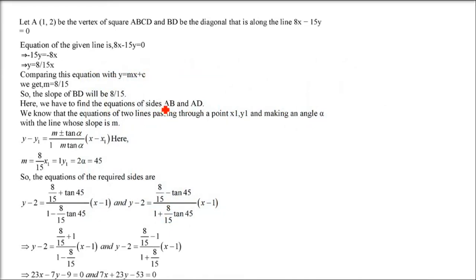Here we have the equation. The diagonals of a square lie along the line. Let me make a square first. In a square, all the sides are equal. This is question number 8. So we have a diagonal. Diagonal is 8x minus 15y equals 0. One vertex of the square is (1, 2). Find the equations to the sides of the square passing through this vertex.